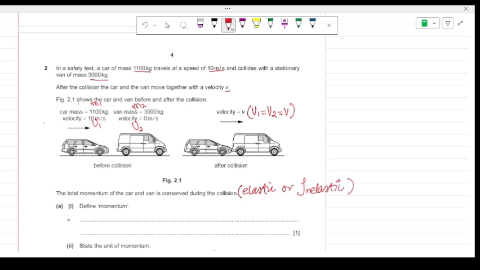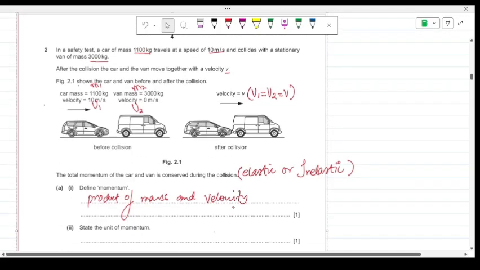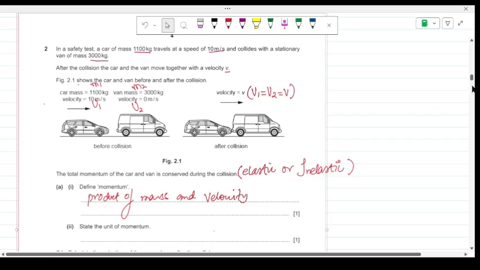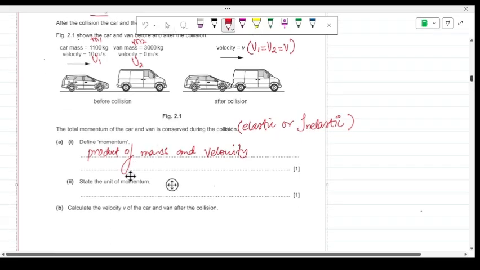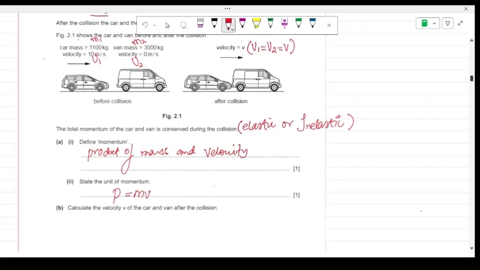So the first part says to define momentum. We can define momentum as the product of mass and velocity, or the quantity of motion contained in a body. What is the SI unit? The SI unit of momentum can be found with the help of the formula. Momentum is equal to mass times velocity. As we know, mass has a unit of kilogram and velocity has a unit of meter per second. So this is the unit of momentum, or you can write it as newton second as well.